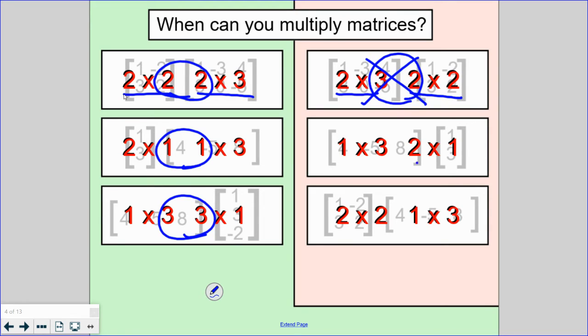So before you even start trying to multiply matrices, you have to see if it's an option and if it's possible. Now that we know the ones on the left are able to be multiplied, it's always great to figure out what the dimension of your answer is going to be.